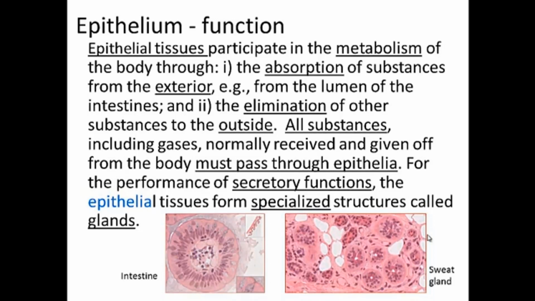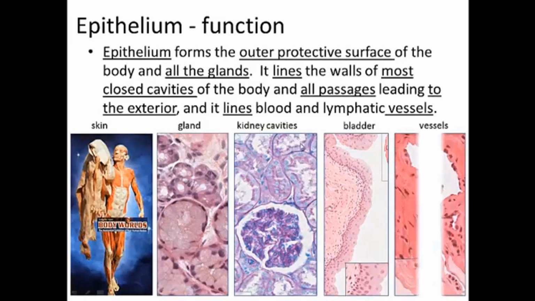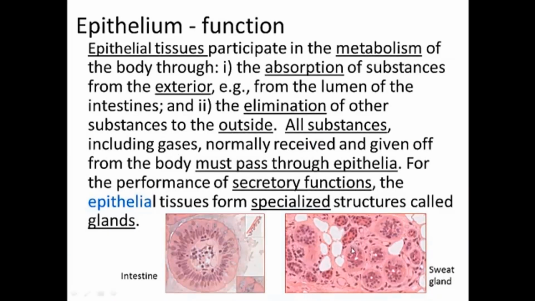For the performance of secretory functions, epithelia of a certain type, we call glands. And here we see some glands. This is the sweat gland here, a sweat duct there, and here is an intestinal villus with the cells lining the exterior, goblet cells and absorptive cells.